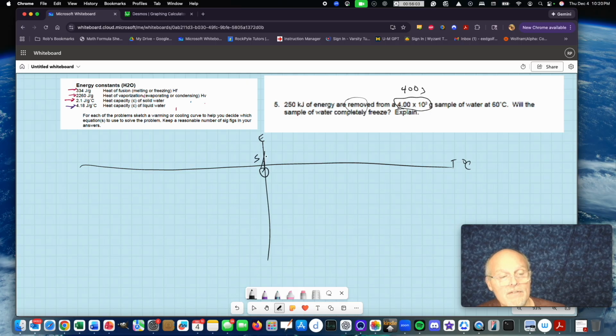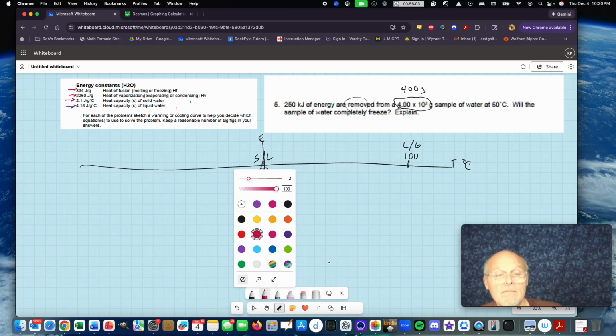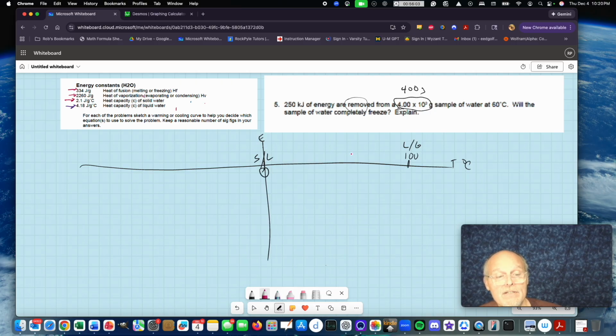I have to go from solid to liquid. 100 degrees C, I need to go from liquid to gas if I'm in that area. But for today, for this problem, I have 400 grams at 60 degrees C. And now what's going to happen? Will the sample of water completely freeze with 250 kilojoules?